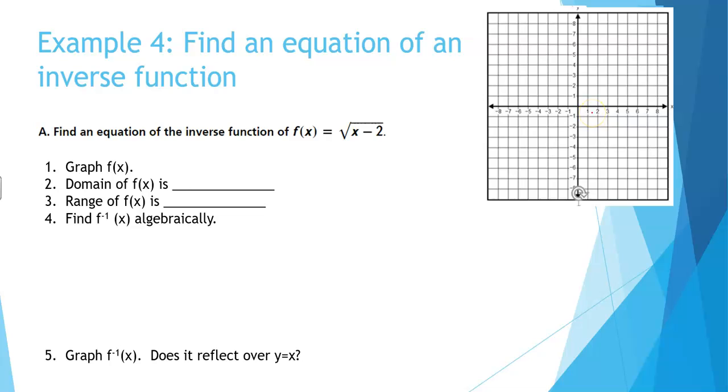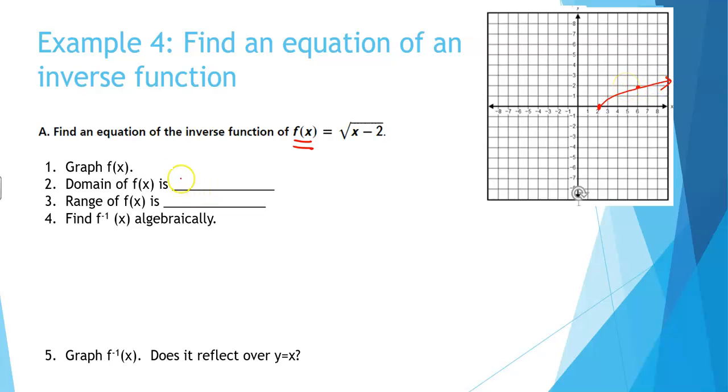We know that it would be shifted, let's see, minus 2 shifts it to the right 2, right? And if I put 2 in there, I get 0 out. So I'm shifting everything to the right. This is for the f of x. And then you could just put some numbers in there. Like I could put 6 in there, and then 6 minus 2 is 4, and the square root of 4 is 2. So I know it would go something like this.